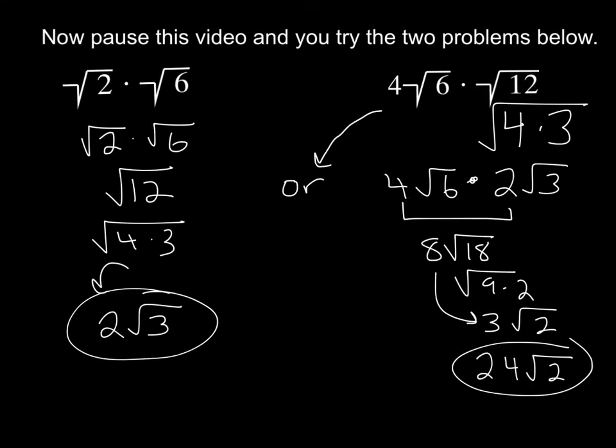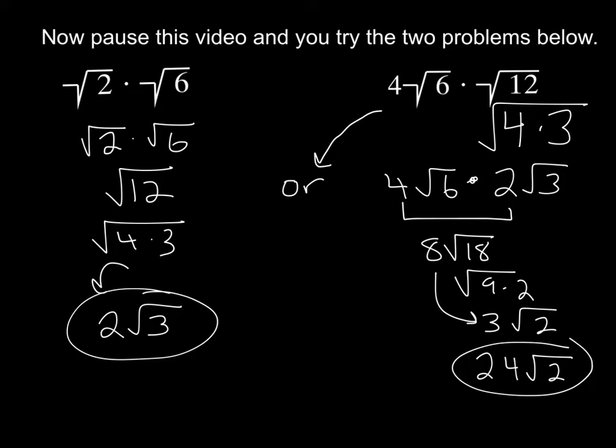Now that you've tried them, you can see that the one on the left was radical 2 times radical 6, so I simply multiplied radical 2 times radical 6. 2 times 6 is 12. I ended up getting radical 12. Radical 12 has a perfect square of 4 in it, and so it's 4 times 3, and the 4 comes out and becomes 2 radical 3.